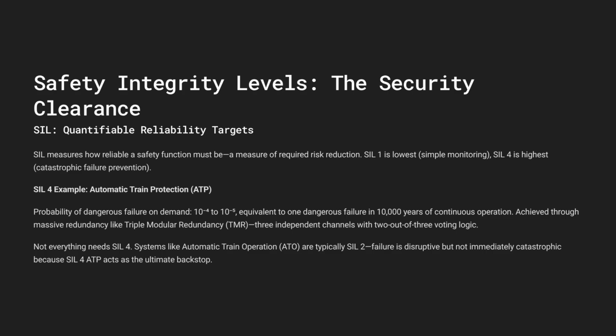That explains why achieving SIL4 is so complex and expensive. And why not everything needs to be SIL4. ATP, yes, but other systems? Correct. Systems like automatic train operation, ATO, which handles the smooth driving, stopping at stations precisely, or automatic train supervision, ATS, the central control room functions, are typically assigned a lower SIL, often SIL2. Why lower for ATO and ATS? Because their failure, while inconvenient or disruptive, doesn't usually have the same immediate catastrophic potential as an ATP failure. The SIL4 ATP layer is still there underneath, acting as the ultimate backstop.